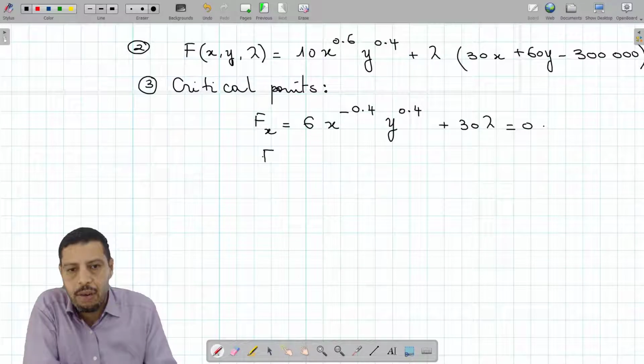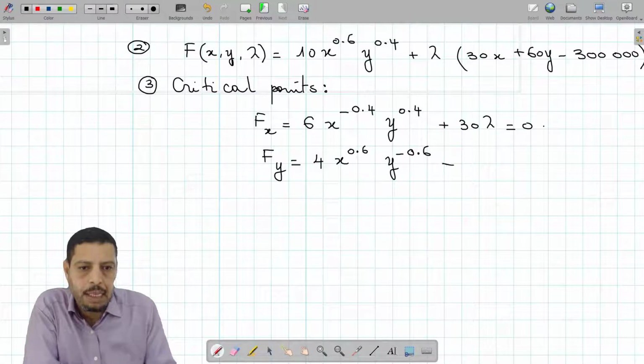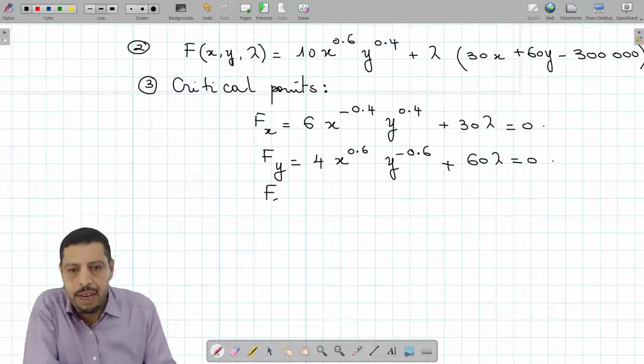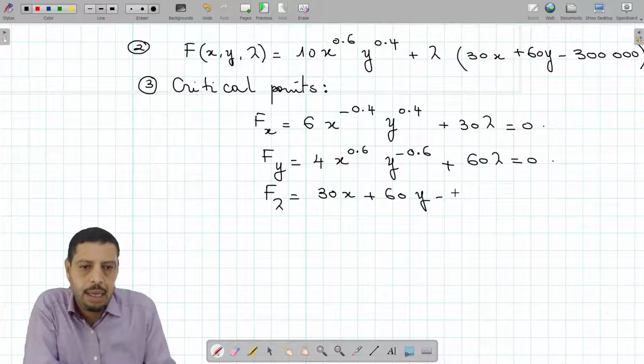Second equation, which is Fy, equals, using the same method, you will get 4x to the power of 0.6, y to the power of negative 0.6 plus 60 lambda equals 0. And the third equation, which is F lambda, is equal to your constraint, 30x plus 60y minus 300,000.